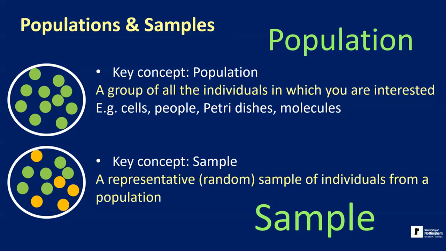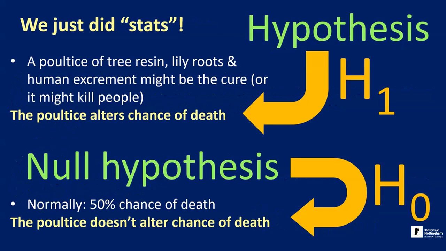So in our plague trial, what we wanted to do was use a small number of people with plague to tell us something about the wider population. Would they get better if they were treated with this poultice? So we also generated, as part of this thought experiment, effectively a hypothesis, and more than that actually, we generated a pair of hypotheses.